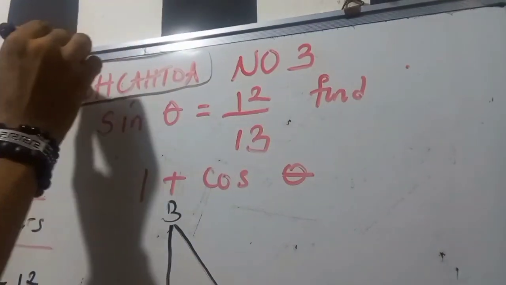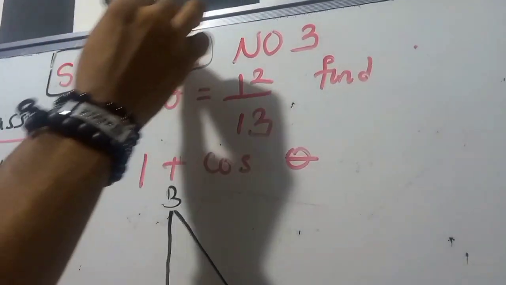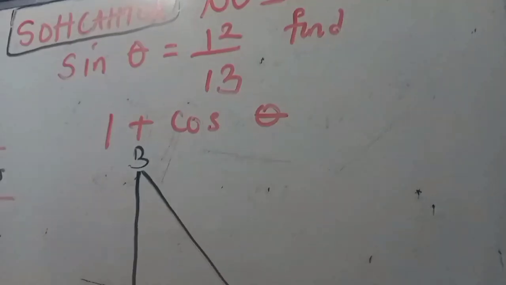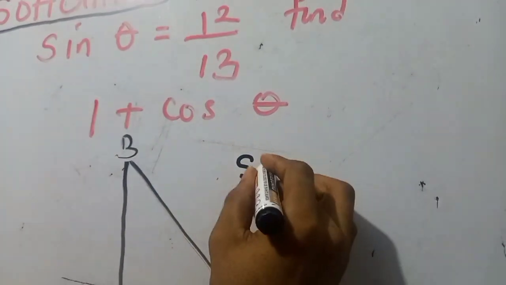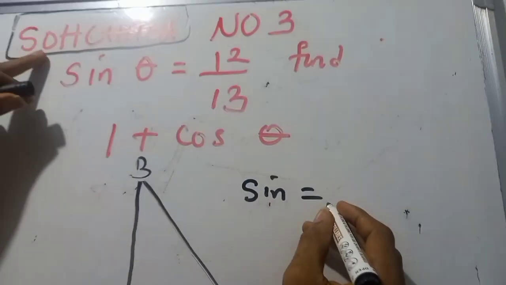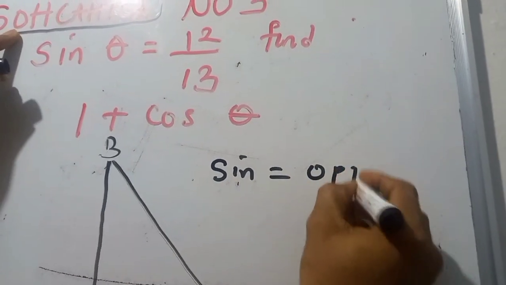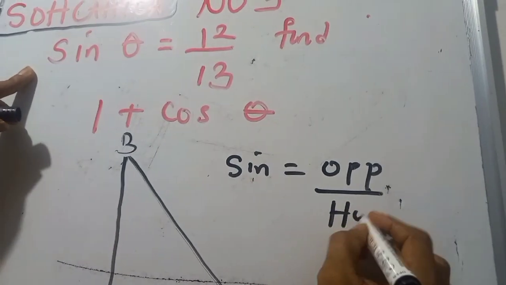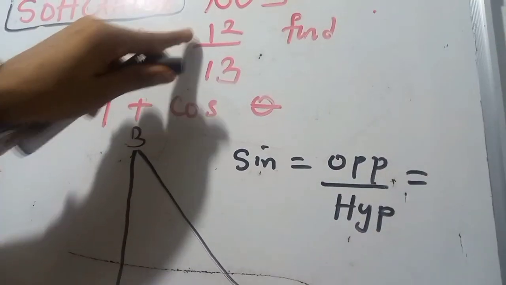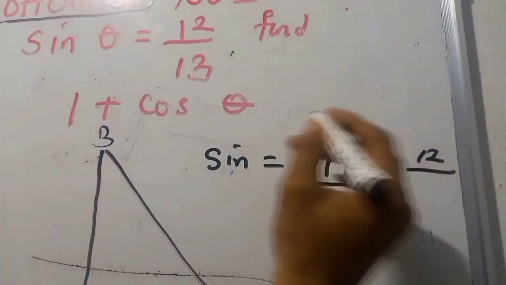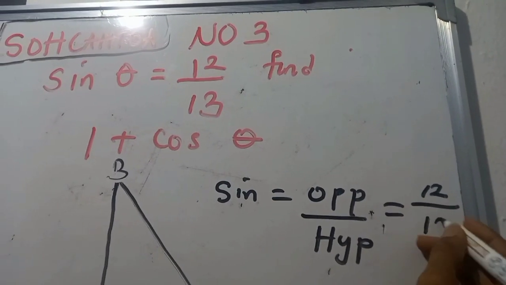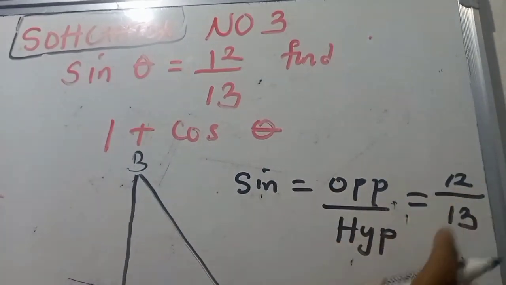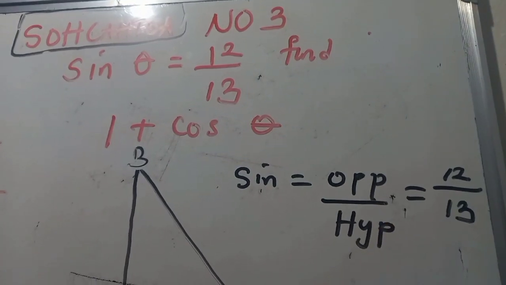This is very, very important. SOHCAHTOA will guide you on how to go about it. So what we mean by SOHCAHTOA is that we have sine. Sine equals opposite over hypotenuse. So what is the opposite? It is 12 over the hypotenuse, which is 13. So you see how we have this 12 over 13? It's because here is our opposite, and here is our hypotenuse.